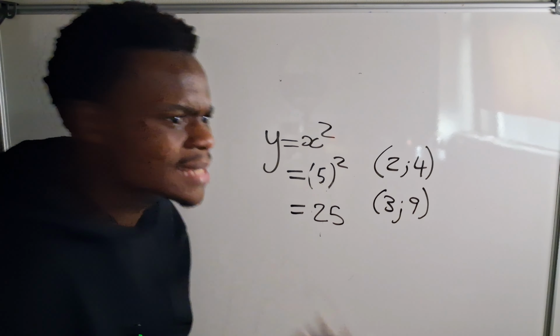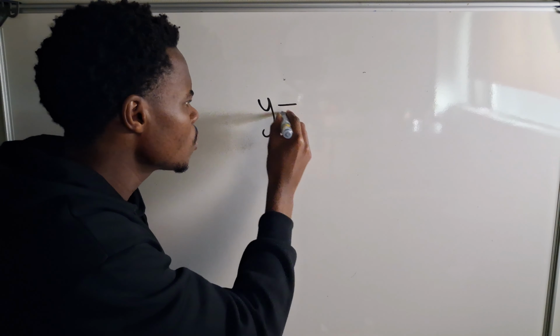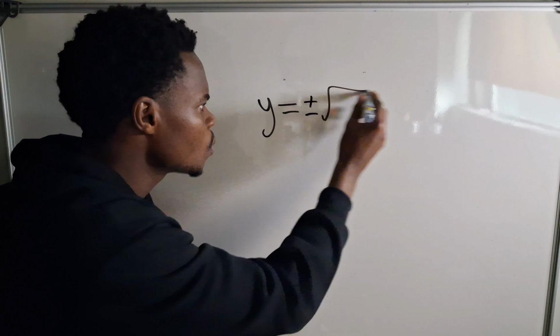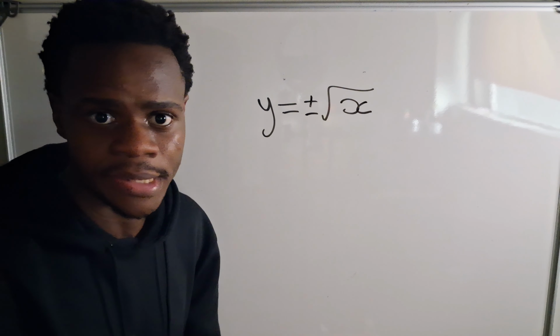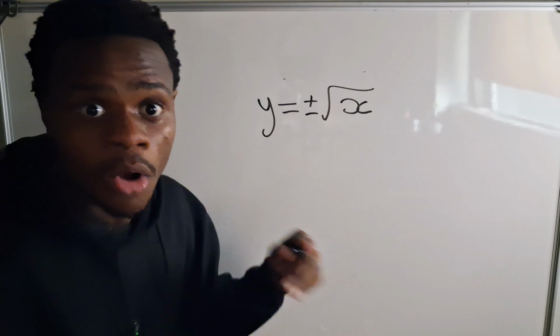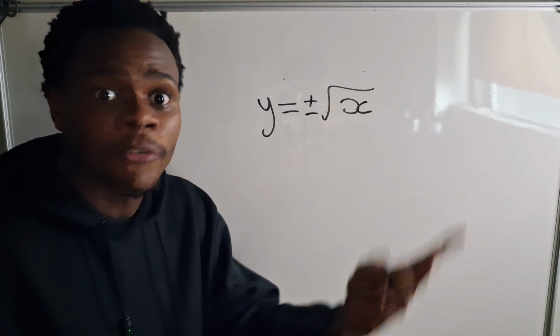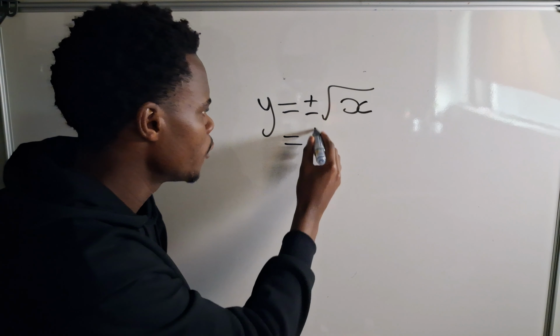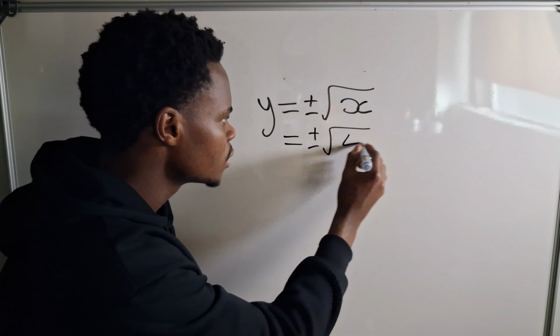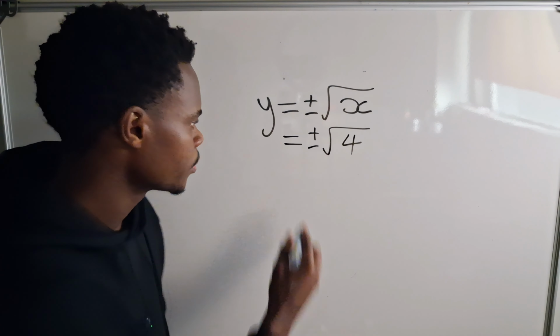Okay, now what's an example of something that's not a function? y is equal to plus minus the square root of x. You can graph this, okay? But this is not a function. Let me show you why. Let's choose a number, choose a 4. Let's put in the 4 there. All right, in place of the x, we put in the 4. What's the square root of 4? It's 2.